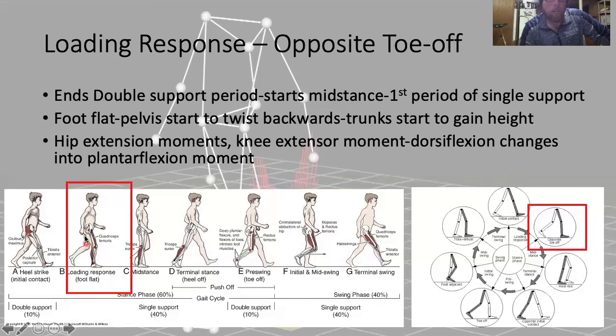Now we're starting to get some hip extension, right? With some positive concentric contraction of the glute max. We're starting to stand up more on that leg. Our center of gravity is starting to rise upwards.